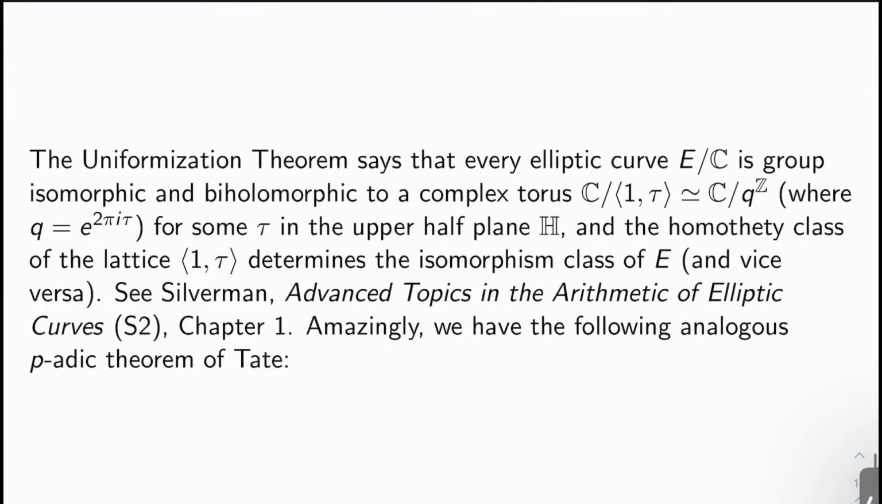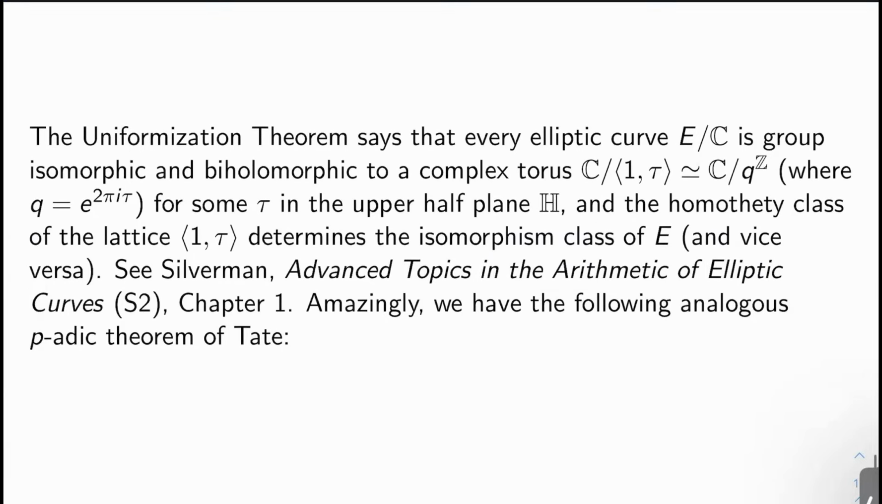Okay, uniformization. The uniformization theorem for elliptic curves over the complex numbers says that every elliptic curve E over C is a group isomorphic and biholomorphic to a complex torus, C mod the lattice generated by 1 and tau for some tau in the upper half plane H, and that the homothety class of the lattice, 1 tau, determines the isomorphism class of E and vice versa.